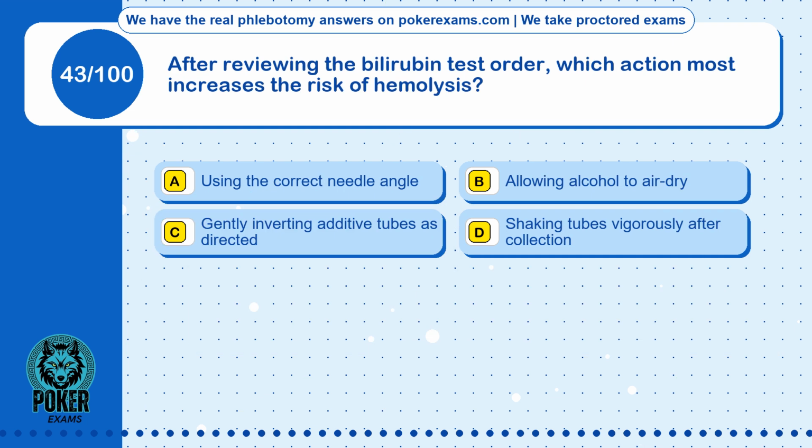Question 43. After reviewing the bilirubin test order, which action most increases the risk of hemolysis? Option A. Using the correct needle angle. Option B. Allowing alcohol to air dry. Option C. Gently inverting additive tubes as directed. Option D. Shaking tubes vigorously after collection.